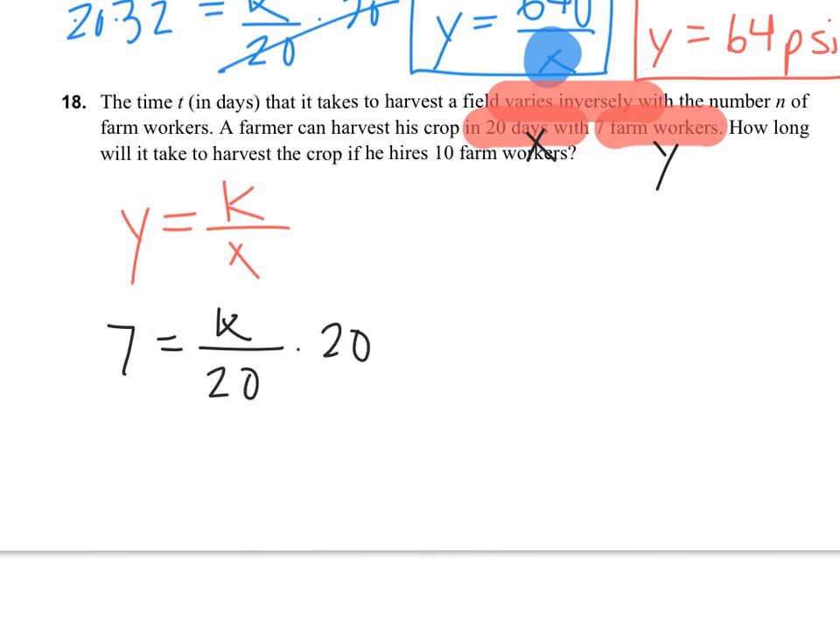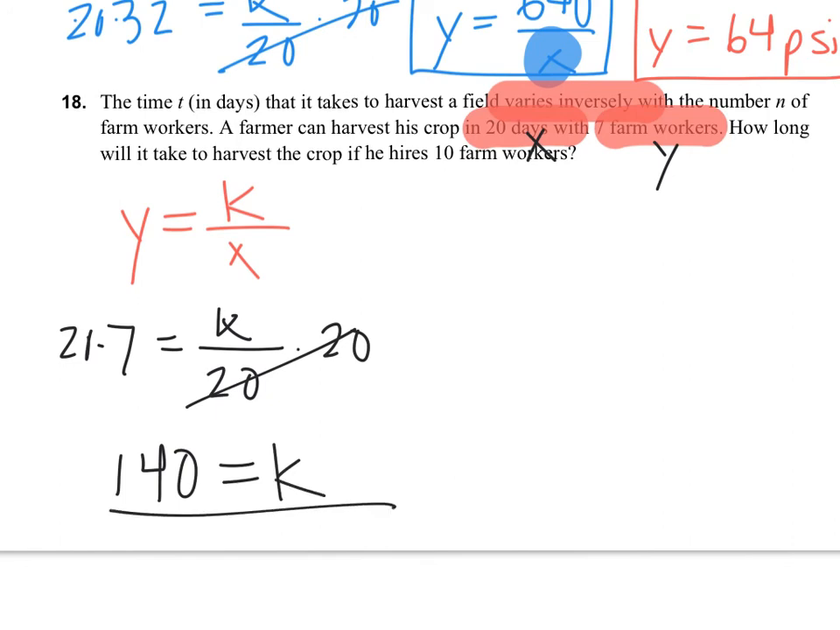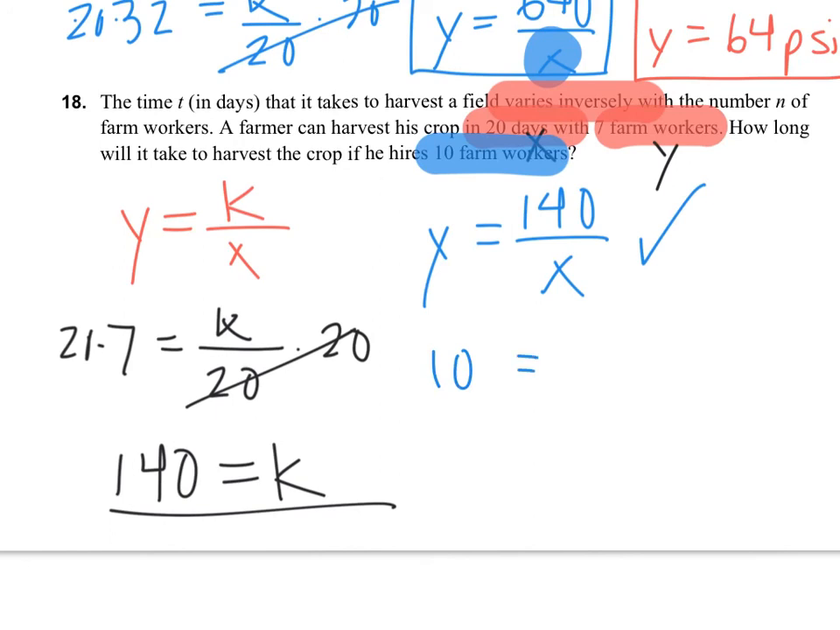I multiply by 20 to get rid of the denominator. 20 times 7 is 140 equals k. So my k value is 140. Now, the formula, which means the equation, is y equals 140 over x. This will serve as my formula for the problem. Now, it's going to say, how long will it take to harvest the crop if he hires 10 farm workers? Well, we have to remember farm workers was y. So 10 will go there, equals 140 over x.